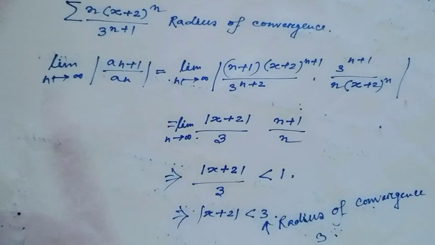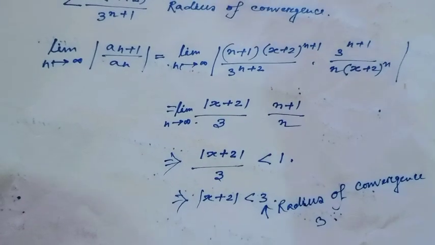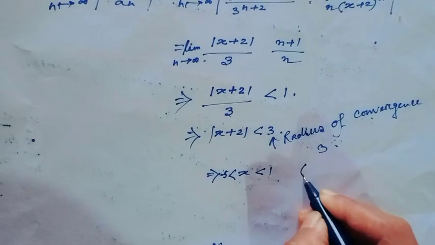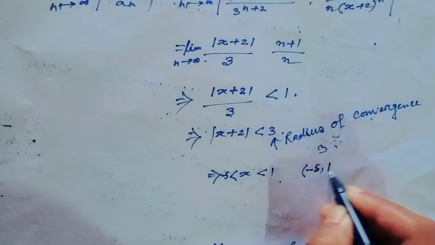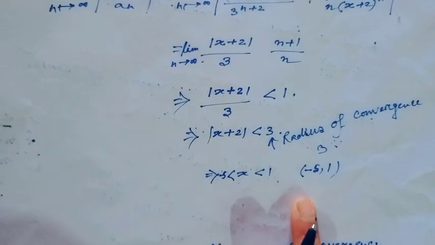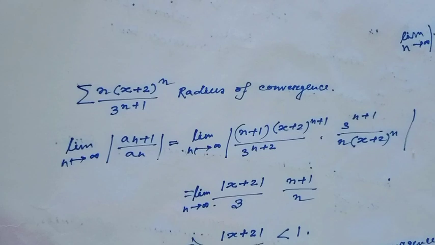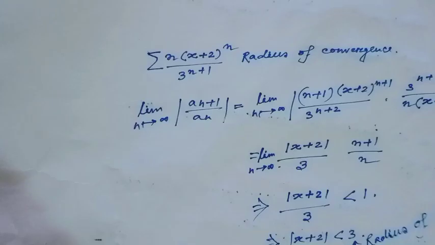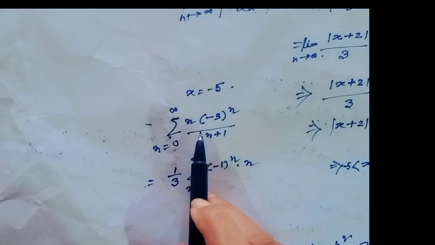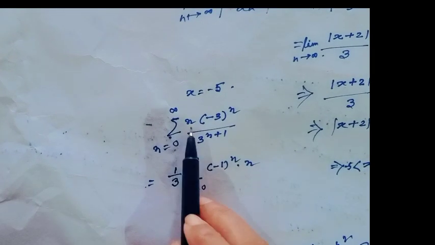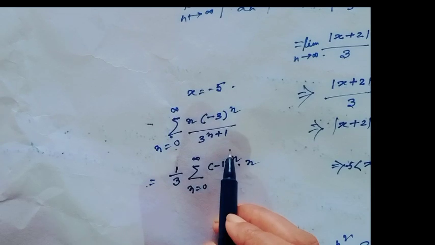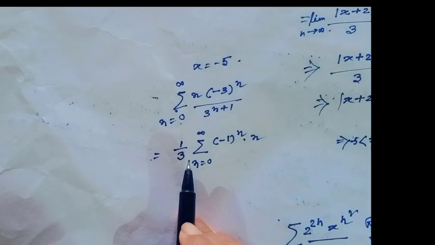Now my question: what is the interval of convergence? The interval of convergence would be minus 5 to 1, that means the open interval minus 5 to 1. Now I will check whether this power series converges at the endpoints. When x equals minus 5, this series would be the series from n equals 0 to infinity of n times (minus 3) to the power n over 3 to the power n plus 1. This value would be 1 over 3.